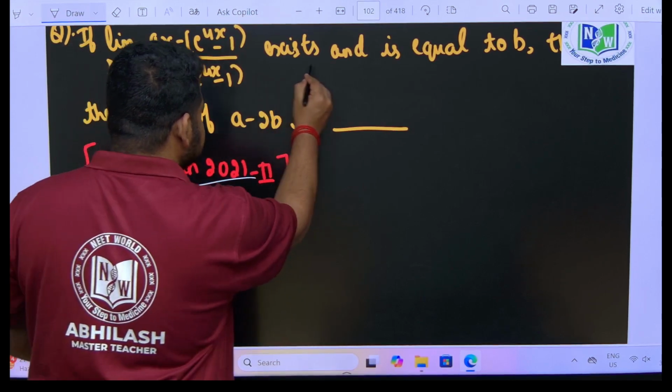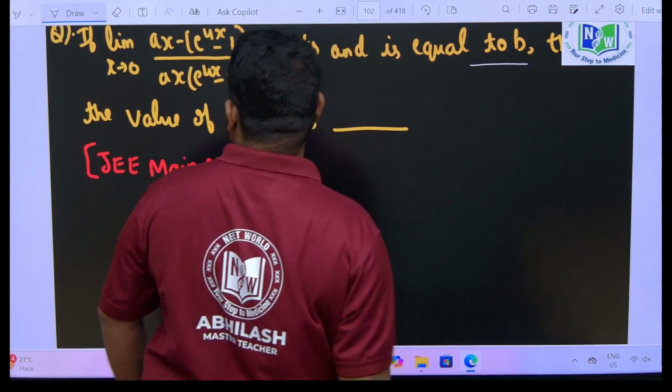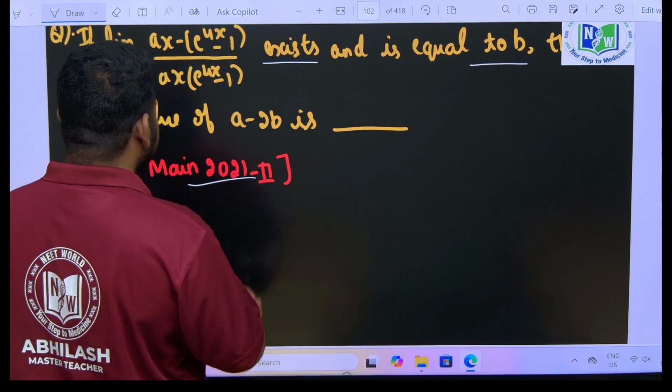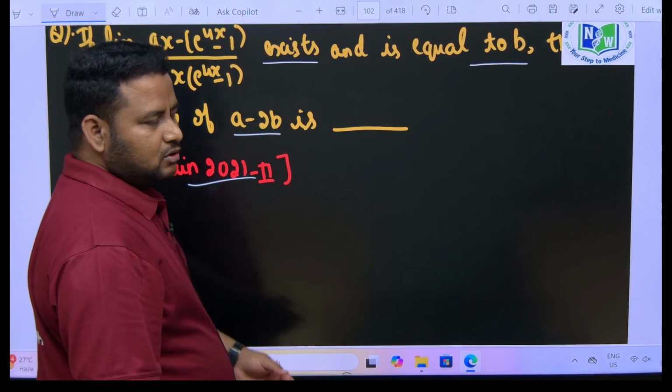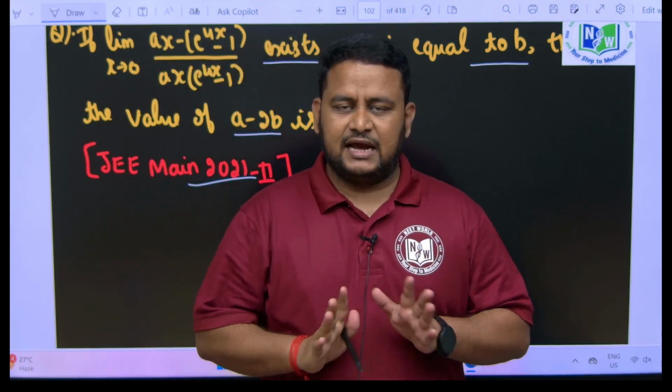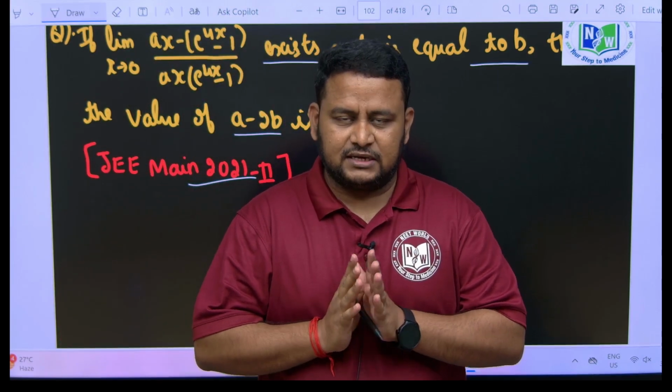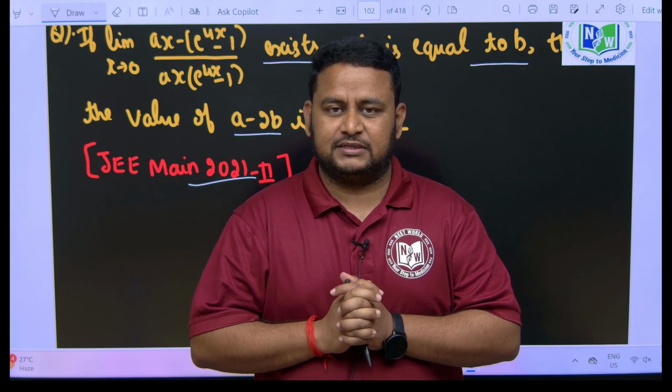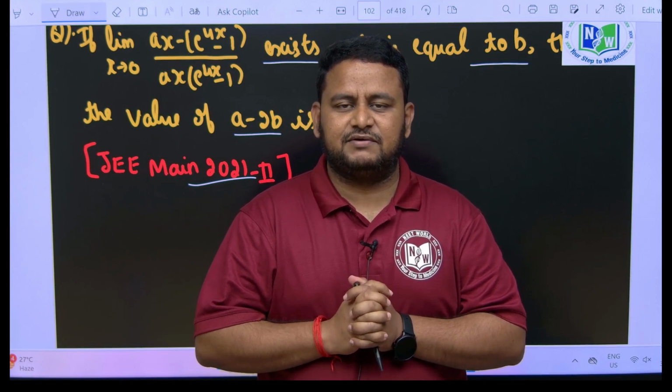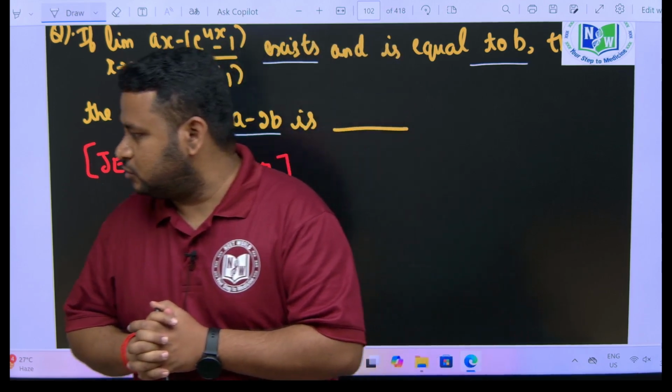They are telling us the limit exists and is equal to b, and then they are asking the value of a minus 2b. They are not asking the value of the limit, they are asking the value of a minus 2b. So how to solve this question?